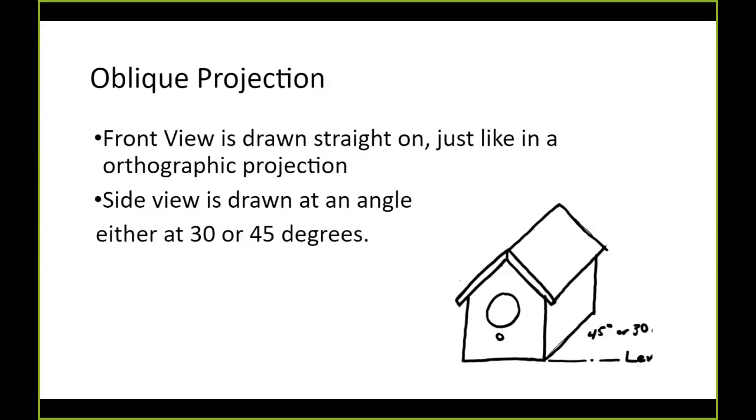and typically and technically, both 30 degrees and 45-degree angles are acceptable. You would just pick one at the beginning of your drawing and stick to it for the entirety of the drawing. However, due to the fact that we're using graph paper this year, we cannot really accurately measure 30 degrees. So all of our oblique projections this year are going to be drawn at 45 degrees.